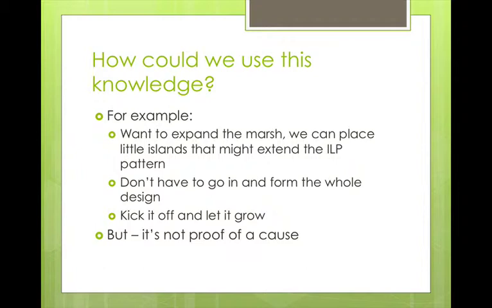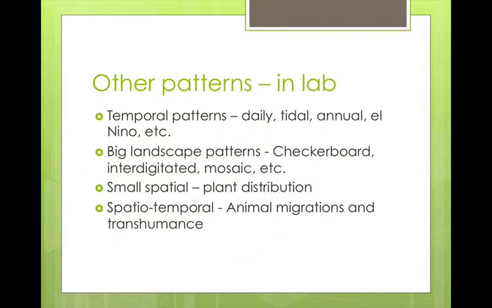Okay, the problem with this is that we're talking about a likely pattern, and there's no proof that there is a cause. So it's very difficult to make a statement that we could place little islands there and then prove that the effect of that was the growth of the marsh.